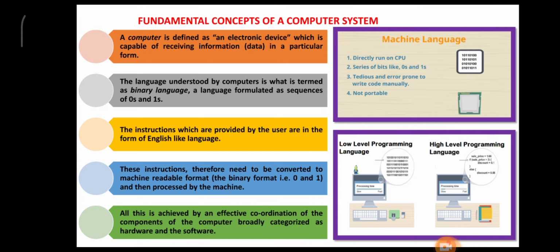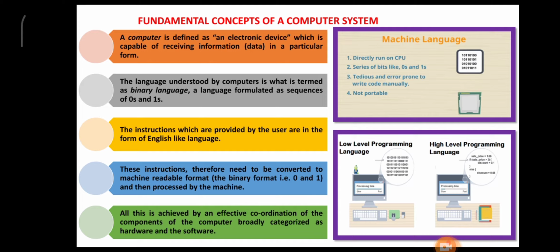Now, do you understand these fundamental concepts of a computer system? Let me recall it once again. A computer is defined as an electronic device which is capable of receiving data. You understood what is data. An example is given. Your name is data, but information is what you write on the postal letter, with your name, your complete address with PIN code, state and country as well.